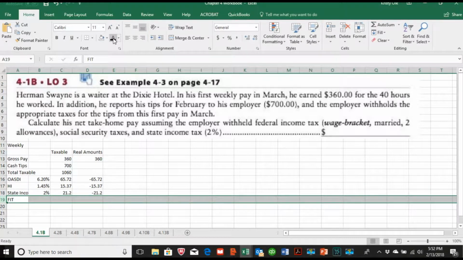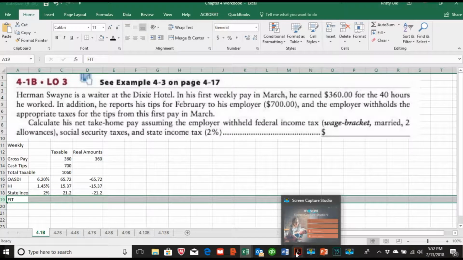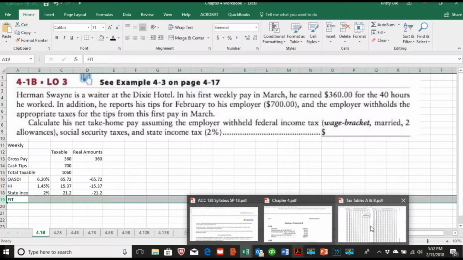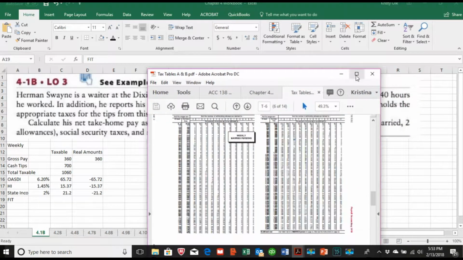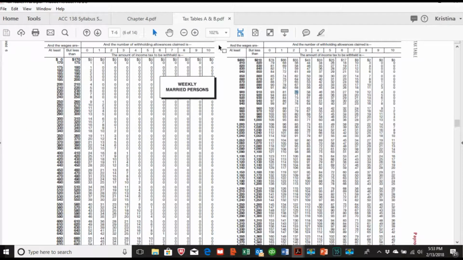Now, finally, we need to take care of the federal income tax withholding. Here they've asked us to use the wage bracket method, and I'm going to pull that bracket up. So let's look and see where he is first. He is married with two allowances. So we go to the wage bracket method, and we use their tax tables. And here are the 2017 tax tables. We look for where that $1,060 sits. So it's $1,060 right here.